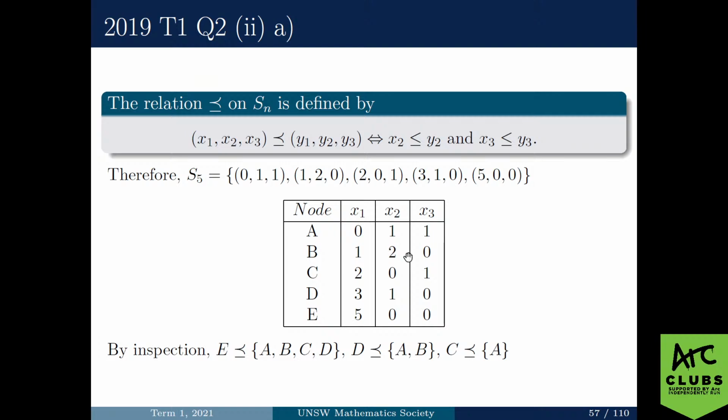And we can also see that C is going to be related to A because 0 is less than or equal to 1 and 1 is less than or equal to 1. So now we've found, I guess, all the relationships within this relation, right? Where E is related to A, B, C, or D, and D is related to A and B, and C is related to A. So how do we put this in a Hasse diagram?